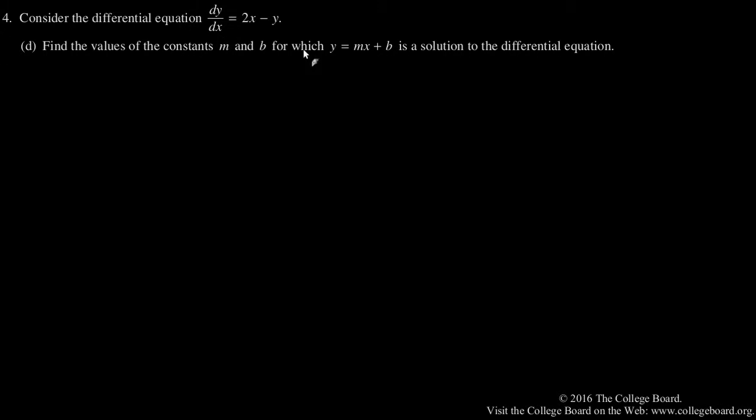I have this, and I know that this has to be a solution. So if this has to be a solution, I also know that dy/dx has to equal m, because it's linear with slope m. So dy/dx equals m. We know dy/dx from the differential equation equals 2x minus y. And I can set up a little equation between these two. m equals 2x minus y.